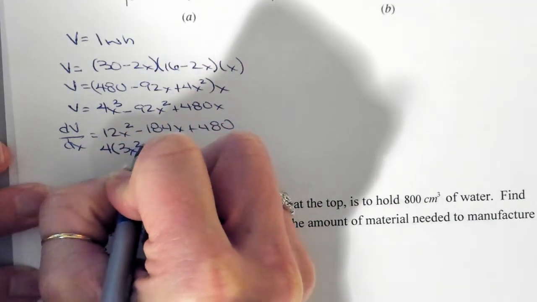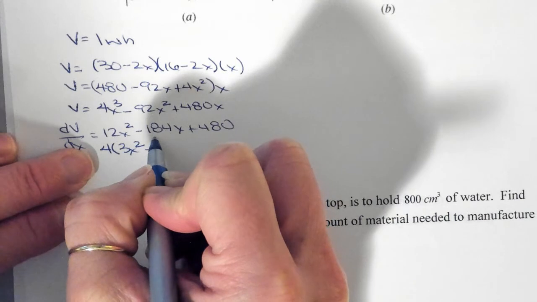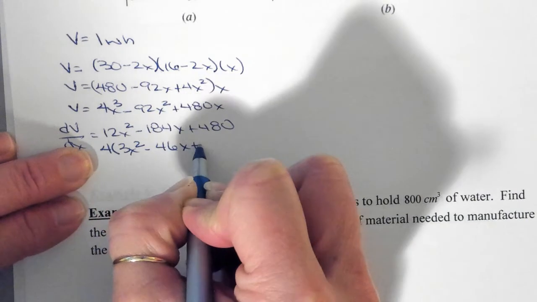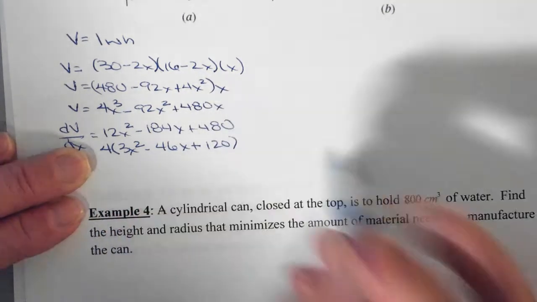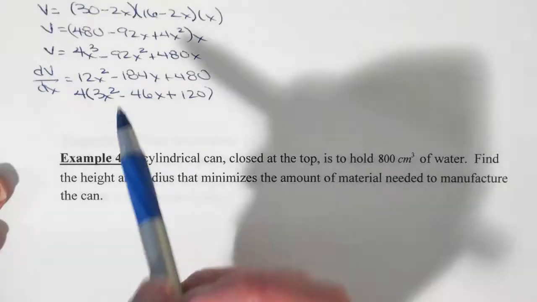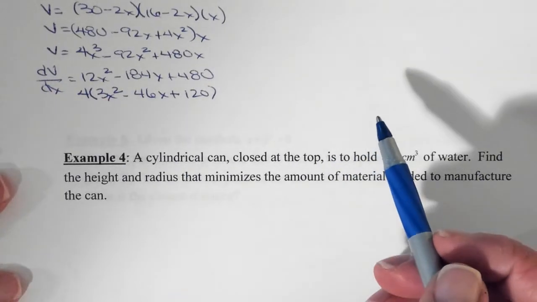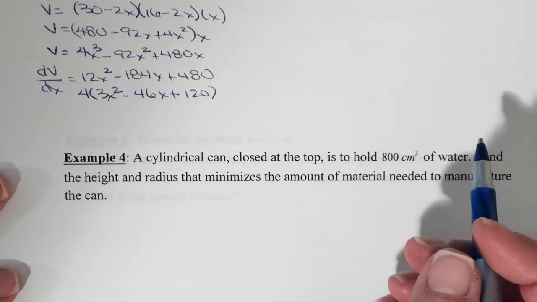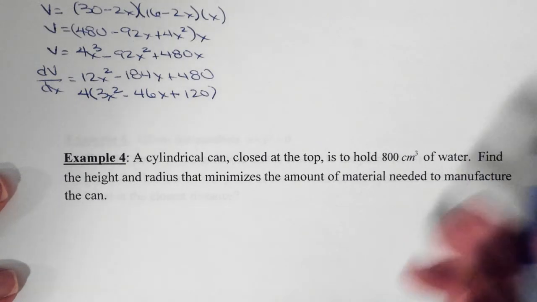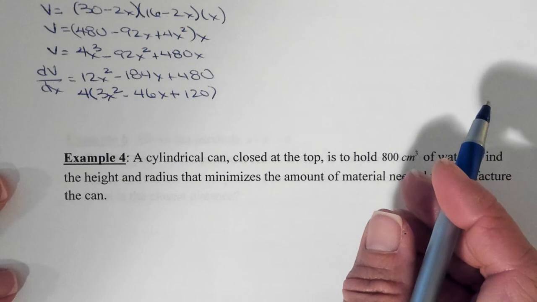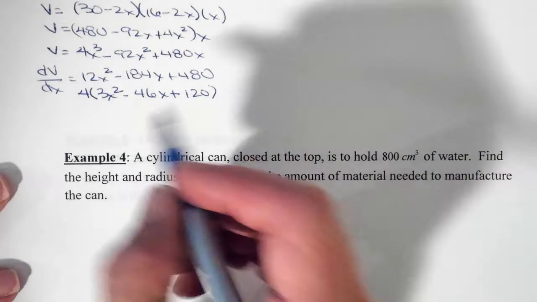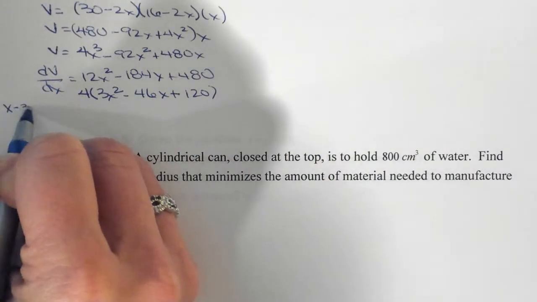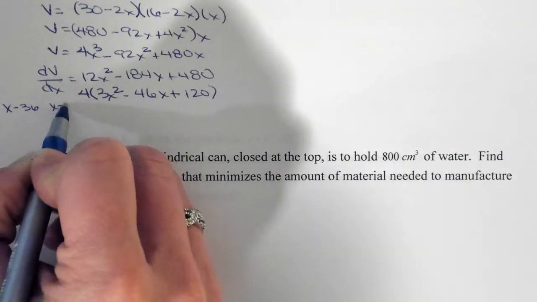3x squared. When I take out 4, so this is 4, 3x squared minus 46x plus 120. Okay. I need two factors of 360 that add up to negative 46. What are the two easiest factors of 360? 6 and 60. 36 and 10. So x minus 36, x minus 10.